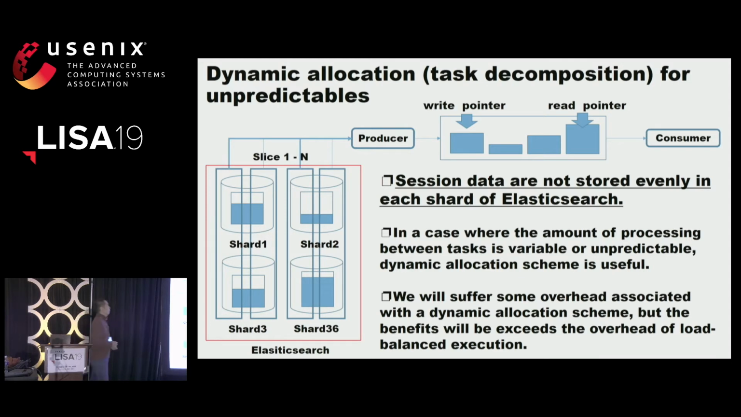Dynamic allocation for unpredictables. The first thing we have discovered is that session data are not stored evenly in each shard of Elasticsearch. If you have a case where the computation times are variable, different or unpredictable for each chunk in the structure, the dynamic allocation scheme is useful.